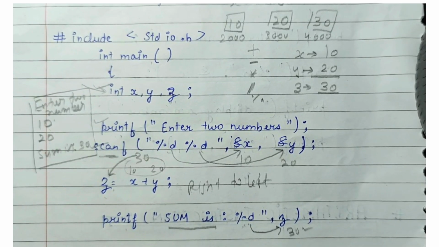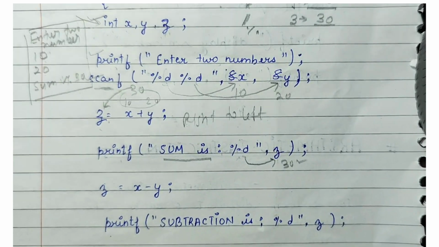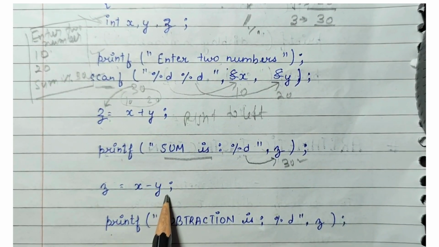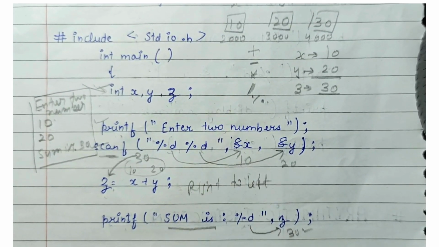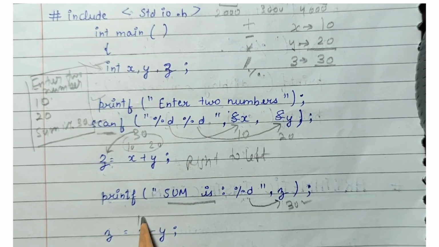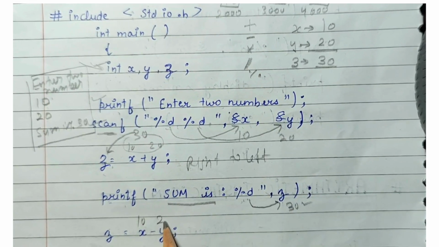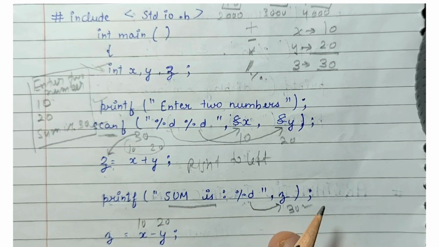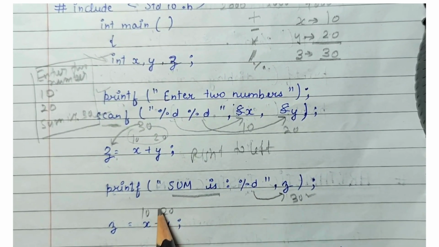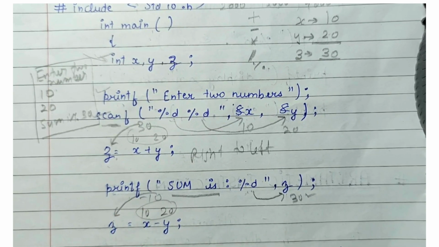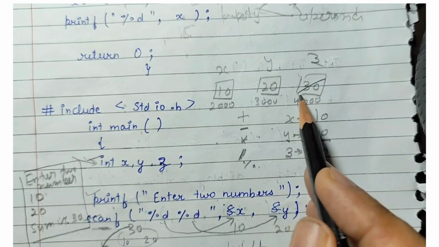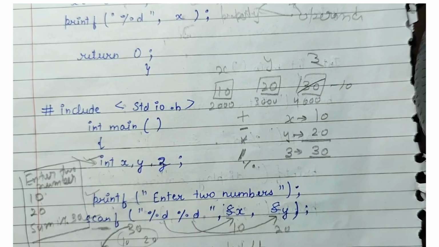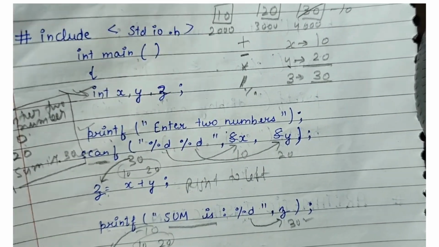Now after this, if you want to perform subtraction, what do I do? I write z = x - y. Right now what is the value of x? x has a value 10, y has a value 20. So 10 minus 20 becomes minus 10. So where does the minus 10 value go? Minus 10 goes to the z variable. It means now 30 is lost and minus 10 is updated at this statement.